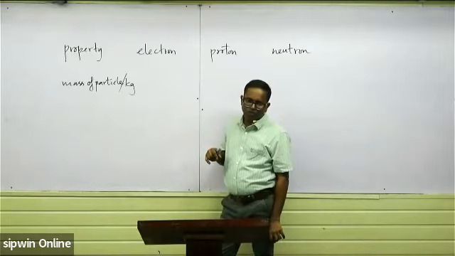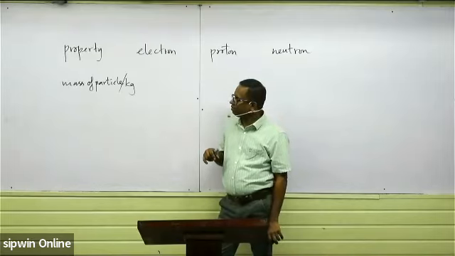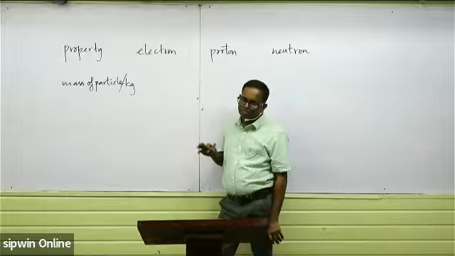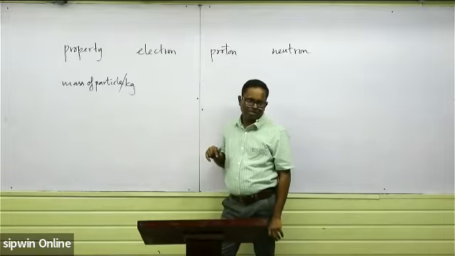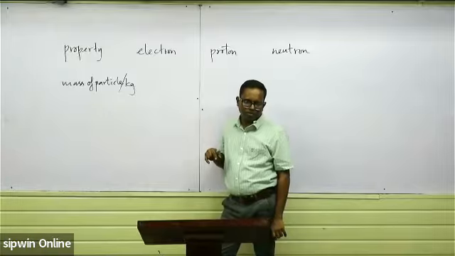Property of electron, proton, neutron. Okay. First property, right? Mass of particle in kilograms. These things are not to be remembered, but some important facts are there, to be aware of. Right?